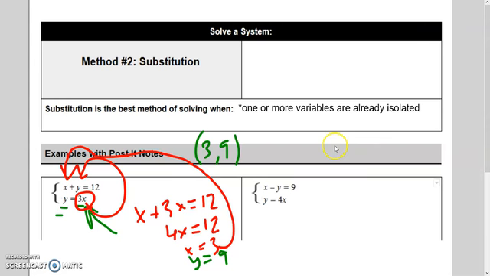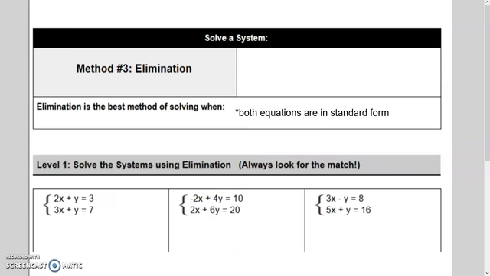If you're asked to use substitution and one of the variables is not isolated, it just makes things more difficult. So there are other methods available. And elimination is the third method. This is where both equations are written in standard form, and you would line things up like this. So here's one case where 2x plus y equals 3 and 3x plus y equals 7. So you'd line up the x's like that.